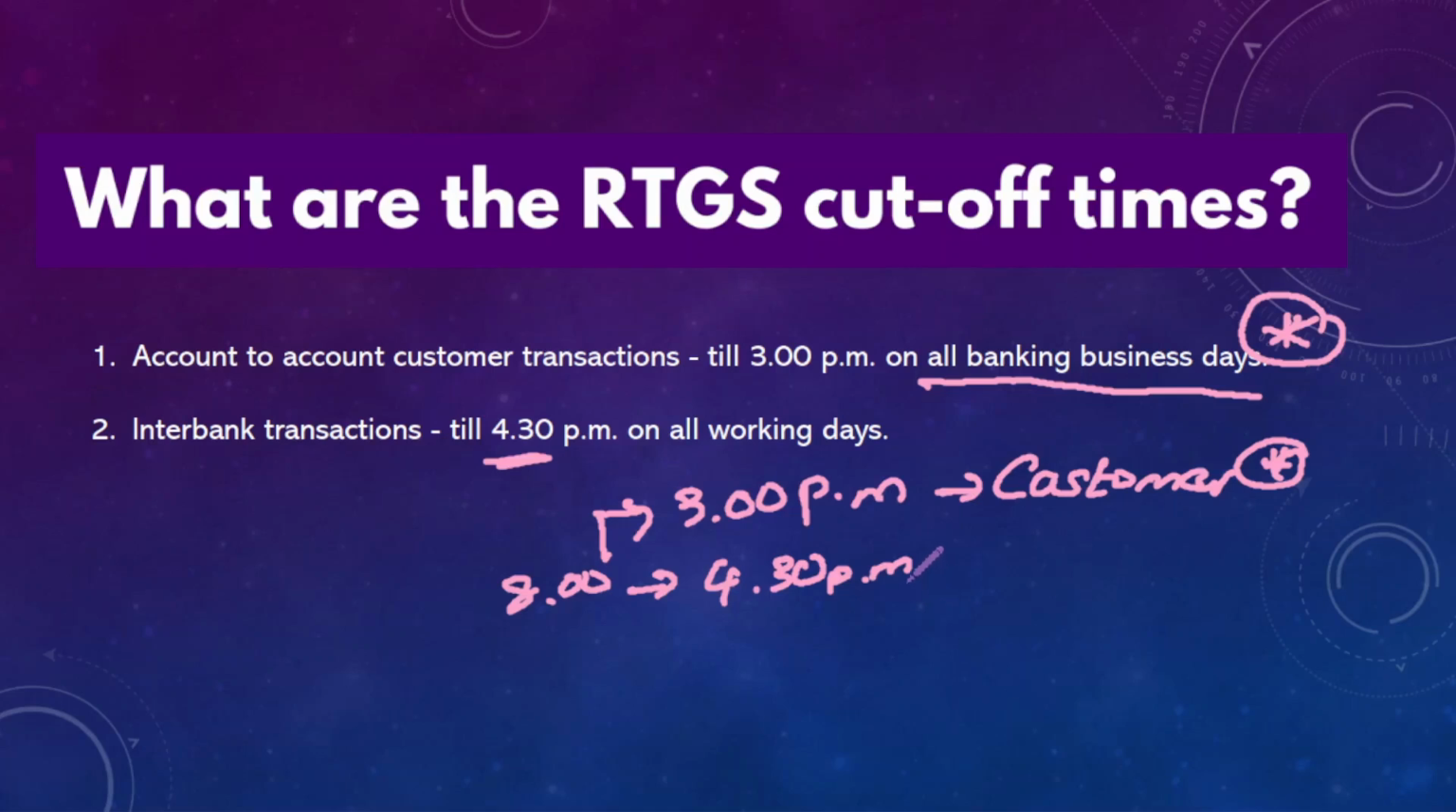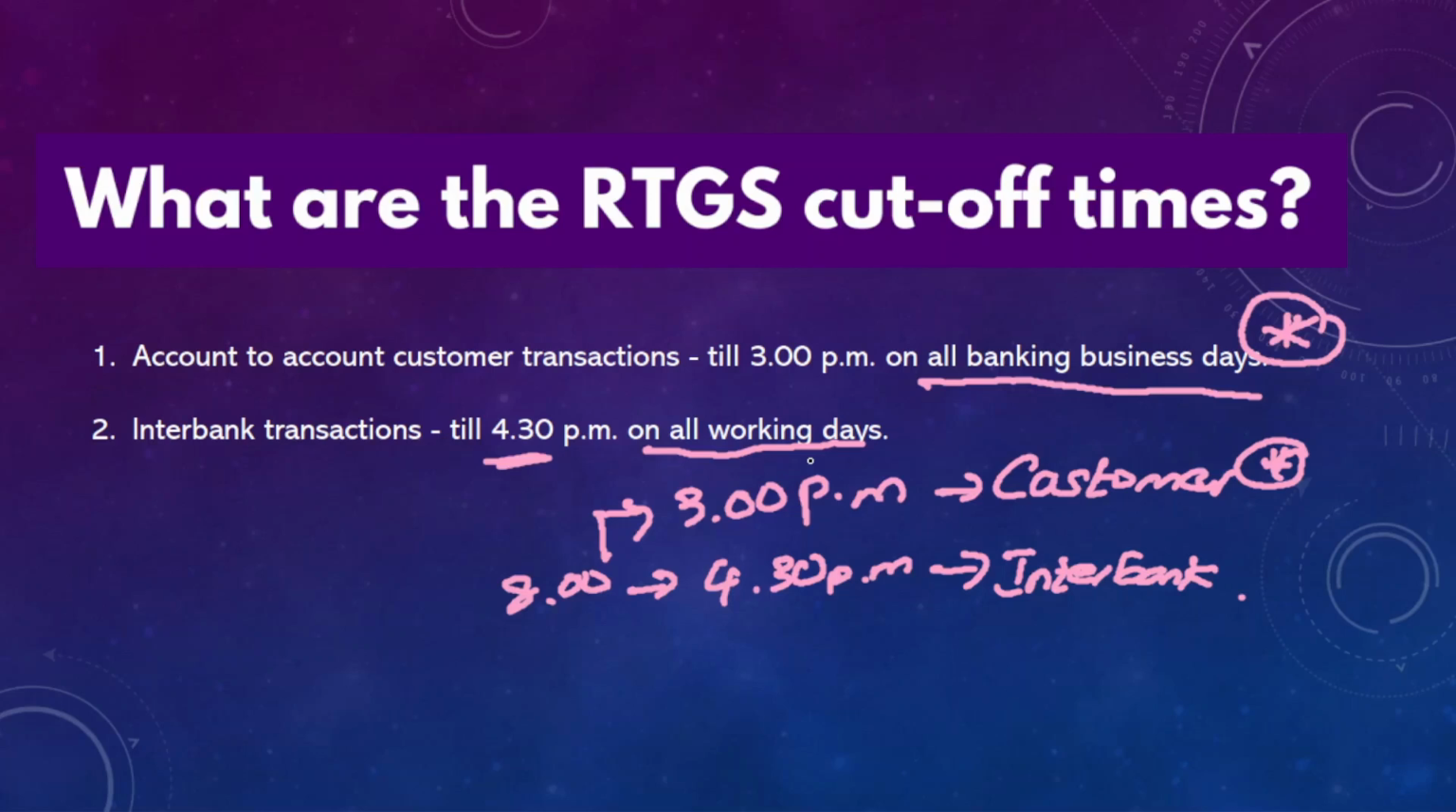Now you can also do transfers until 4:30, but what kind of transfers? It has to be interbank transfers. Any transfers within the participants itself, then until 4:30 you're allowed to do your transaction. But what's the key thing here? This can be done on all working days. It doesn't necessarily have to be a banking day.